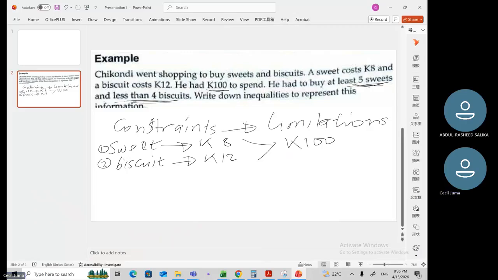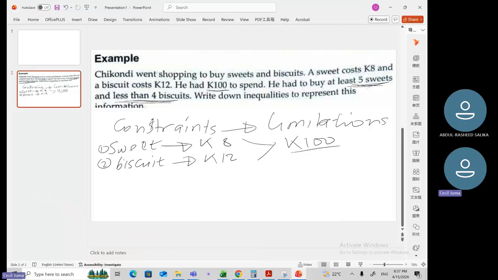But mutui and 100 kwacha. Now, from this 100 kwacha, how many sweets should this one buy? How many sweets? I mean, how many biscuits should this one buy? To make sure that wagula zinthu zokwanira zochulukirapo, okay, using the same amount of money.